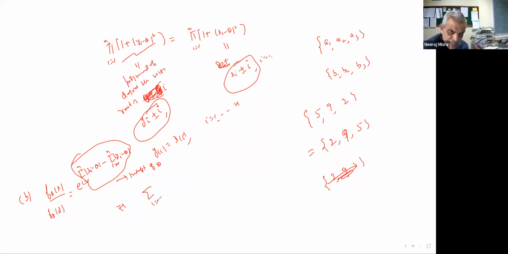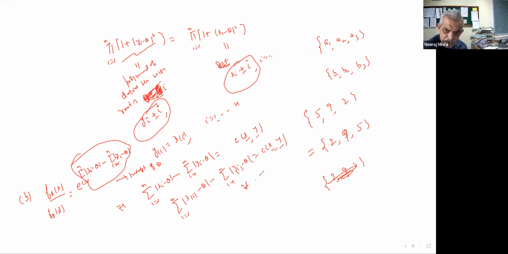So that means summation mod of xi minus theta minus summation i equal to 1 to n mod of yi minus theta is same as some function depending on c of x and y. Now here every sum is there, so I can write this as summation i equal to 1 to n mod of x order statistic i minus theta minus summation i equal to 1 to n mod of y order statistic i minus theta equals c(x,y) for every theta.